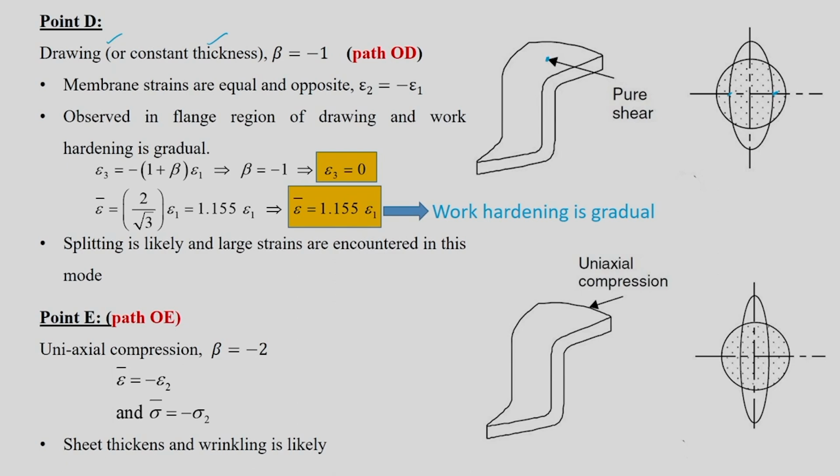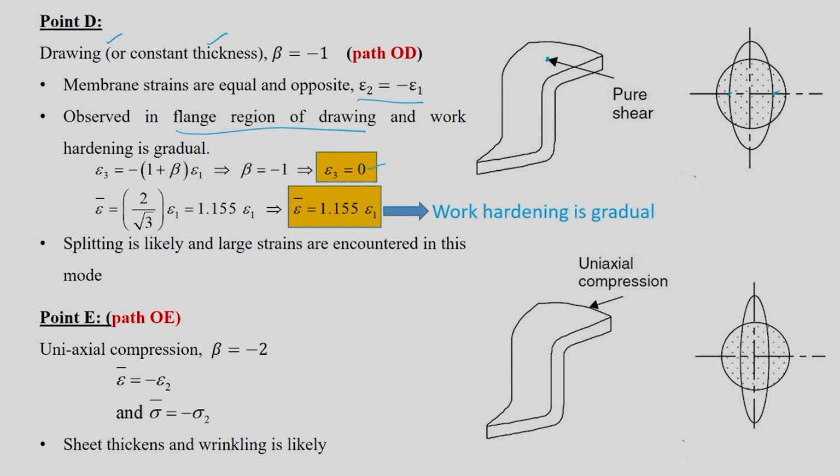So here you will see that the principal strains are equal and opposite. Epsilon 2 by epsilon 1 is equal to minus 1, so equal and opposite. This is observed in the flange region of drawing, as I was telling you, and work hardening is gradual. How will you find that out? Before that, you can find epsilon 3, which is equal to minus of (1 plus beta) epsilon 1, and beta is equal to minus 1. So epsilon 3 is going to be 0.